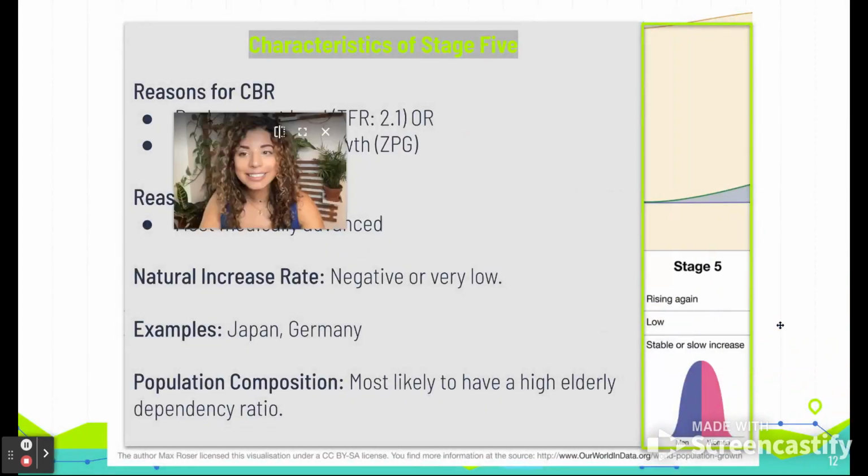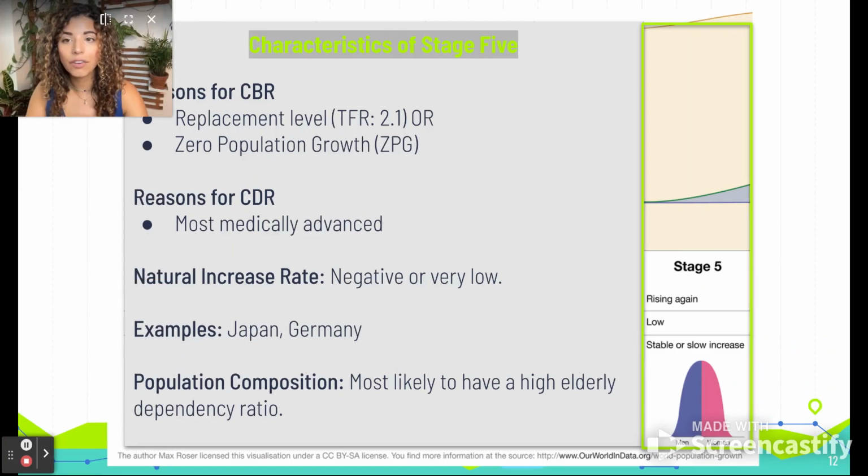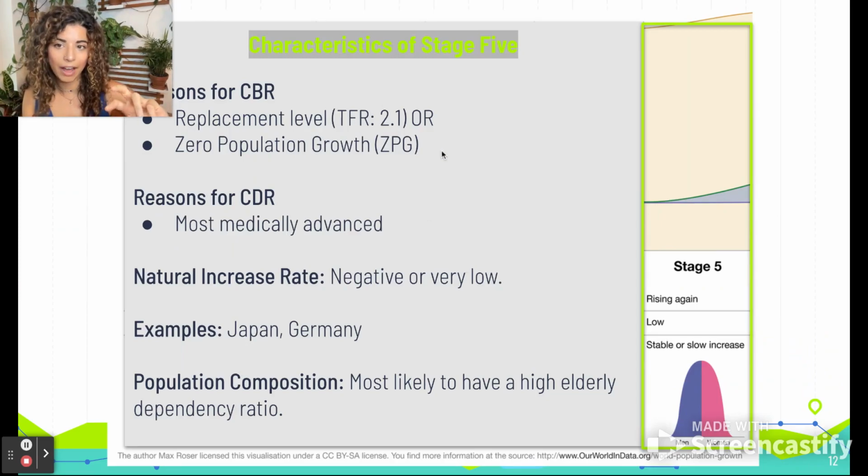And then finally, stage 5. So stage 5, reasons for crude birth rate. Crude birth rate replacement level, in order to have stable population growth, needs to be at 2.1. Zero population growth means that crude birth rate and crude death rate are the same. Okay, so people are just not having nearly as many children, but there is that replacement level, right?